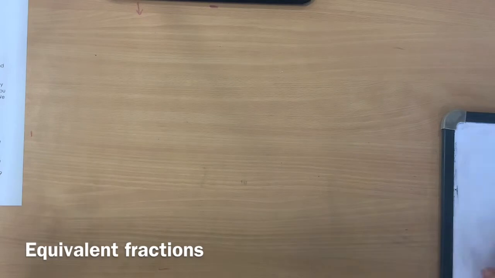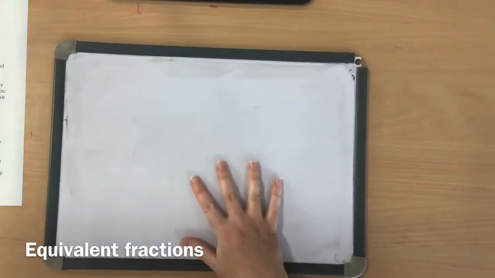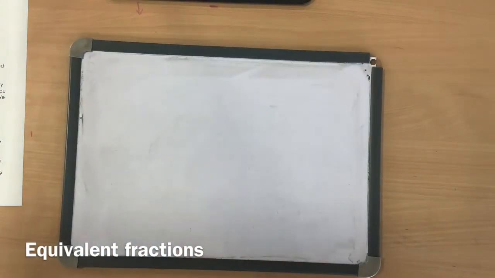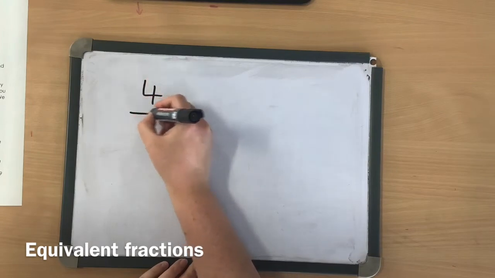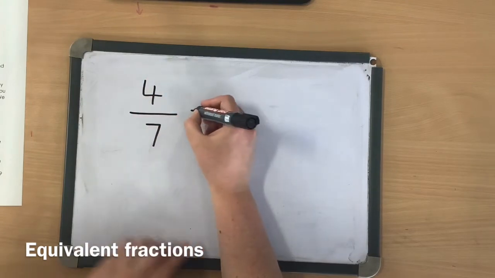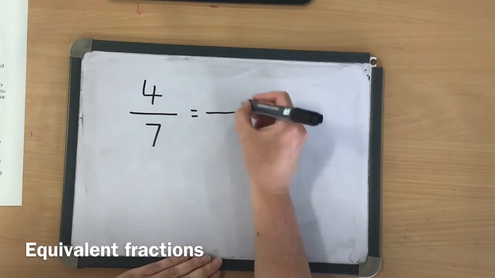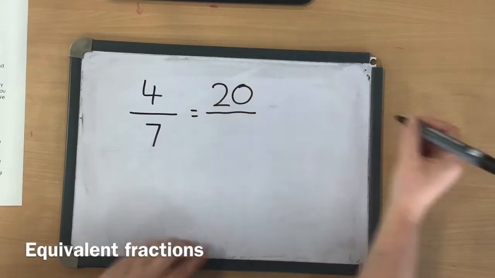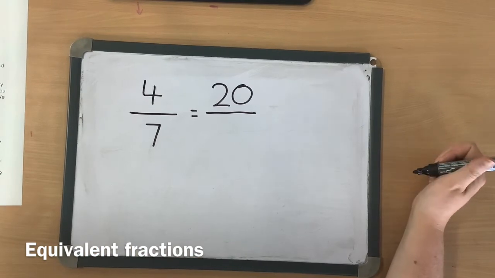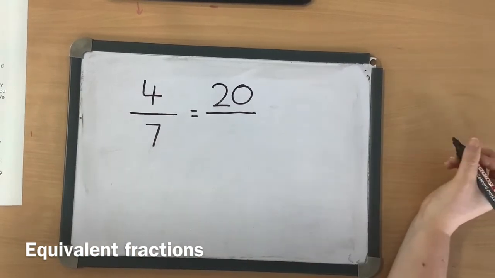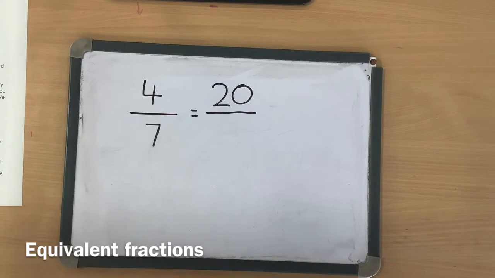In questions that we're given, we won't always be given a bar or a picture that has been split up. We might be posed with a question that will look something like this. I'm given my fraction, which is 4/7, and then I'm given an equals, and then the numerator of 20. I might be thinking, well, what's the denominator? That is the part that we need to work out.